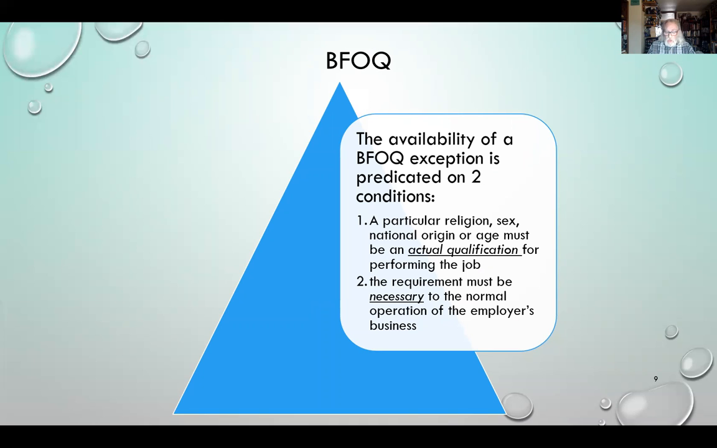It means in your job notices and your advertisements, having a worker of a particular religion, a particular sex, a particular national origin or age, it's going to be difficult for you to prove that it's absolutely necessary that one of those types of people and those only should have that job. And so they would have to meet both of those conditions and say to the government that they meet those conditions. It's an actual qualification and it's a necessary part of your operations.